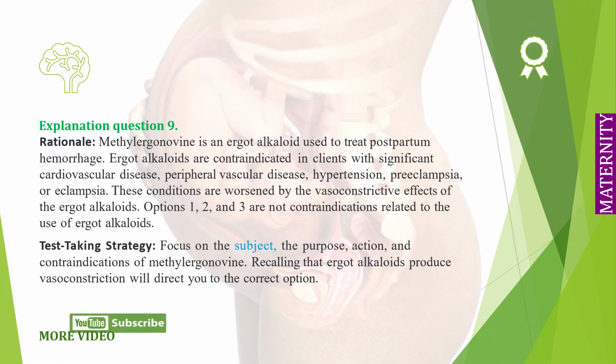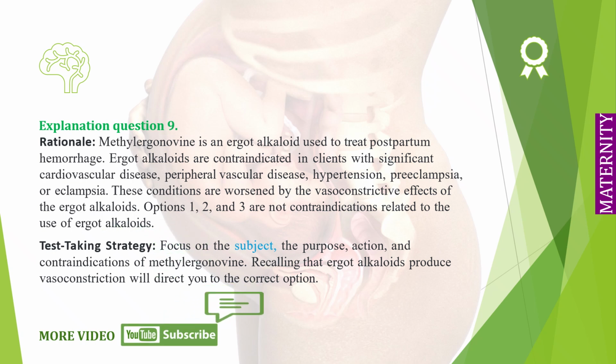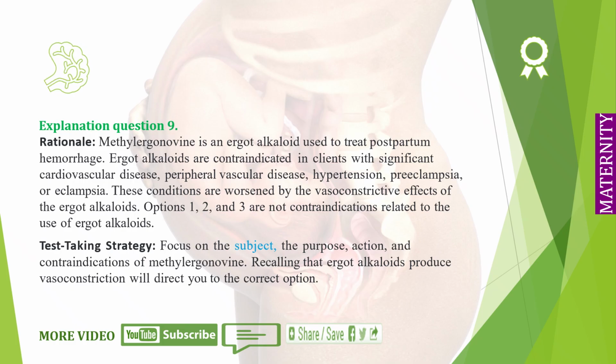Explanation. Question 9. Rationale. Methylergonovine is an ergot alkaloid used to treat postpartum hemorrhage. Ergot alkaloids are contraindicated in clients with significant cardiovascular disease, peripheral vascular disease, hypertension, preeclampsia, or eclampsia. These conditions are worsened by the vasoconstrictive effects of the ergot alkaloids. Options 1, 2, and 3 are not contraindications related to the use of ergot alkaloids.